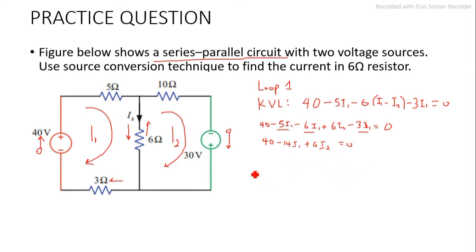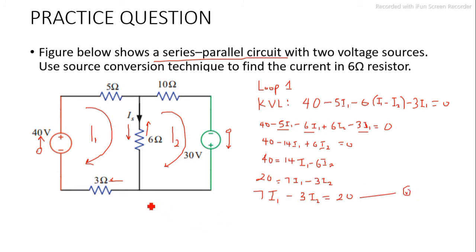Rearrange this equation. Bring this to this side. You're going to have 40 equals 14 I1, and if this crosses to this side, you're going to have minus 6 I2. If you rearrange this, divide everything by 2. You have 20 equals 7 I1 minus 3 I2. If you divide it all by 2, because 2 can go through them. So you can rearrange this: 7 I1 minus 3 I2 equals 20. That's equation 1.